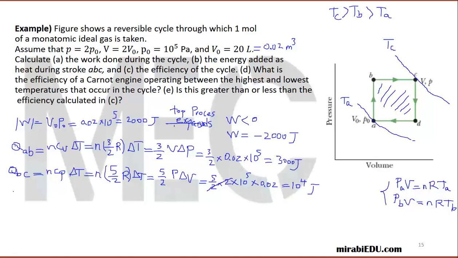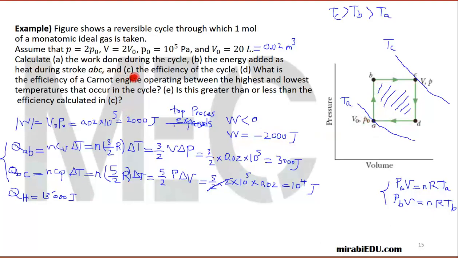So we can summarize these two steps to say that in these two steps the heat is added to the system. So QH will be 3000 plus 10,000, so it will be 13,000, and of course the sign is positive. And because heat is added to the system and work is being done, of course it's a heat engine. It is showing one cycle of a heat engine.